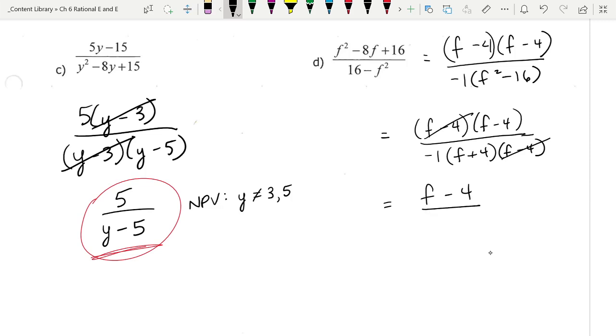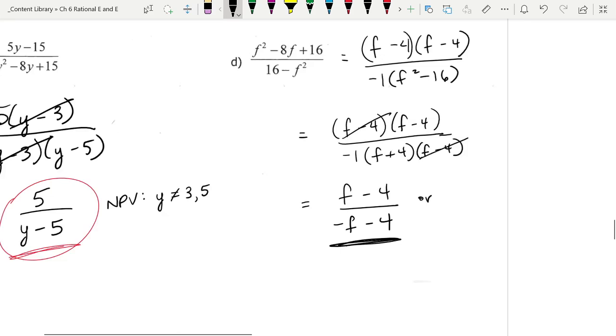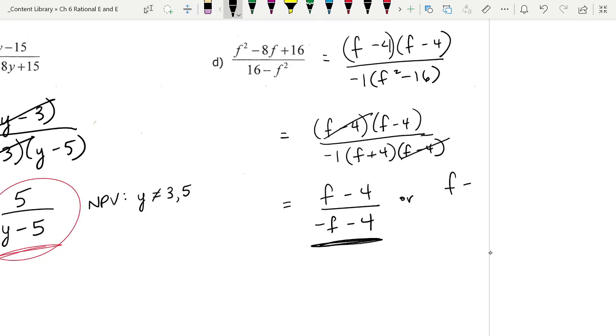Now, I kind of don't want that negative 1 there. What do you want to do with that negative 1? Well, you can do a couple of things. You could multiply that back through and say that it's negative 4 minus f. That's a good answer. Or, you know what else you could do? You could say it's f minus 4 over f plus 4 but the entire fraction's a negative. Put the negative in front of the whole fraction.